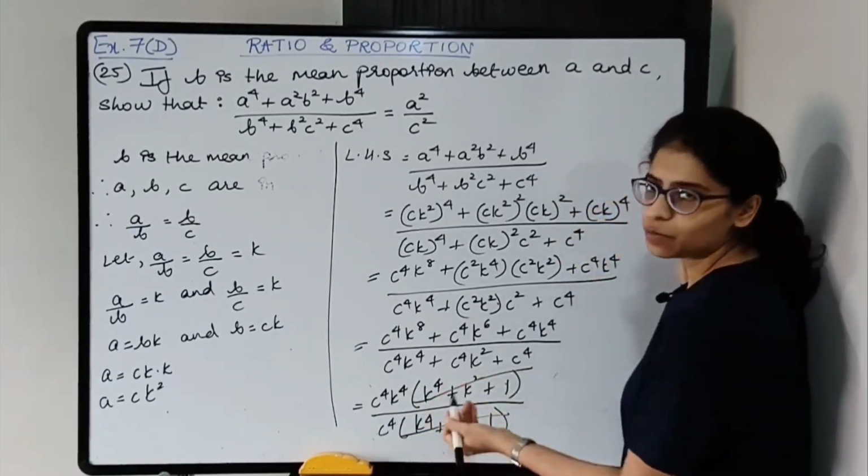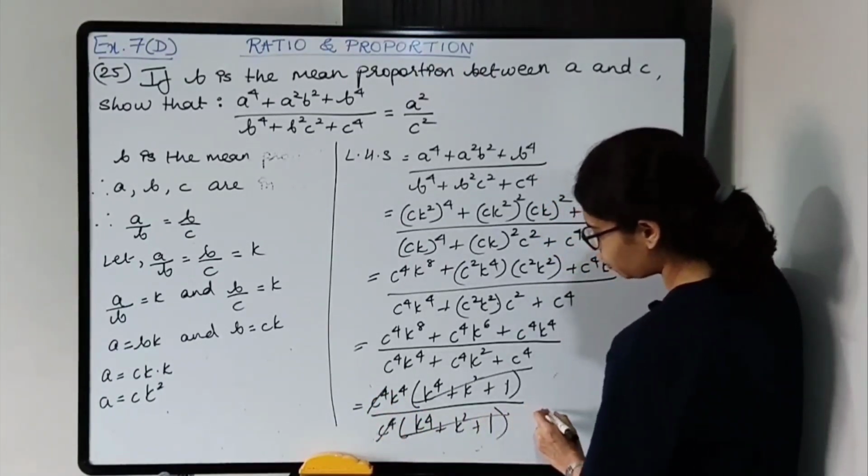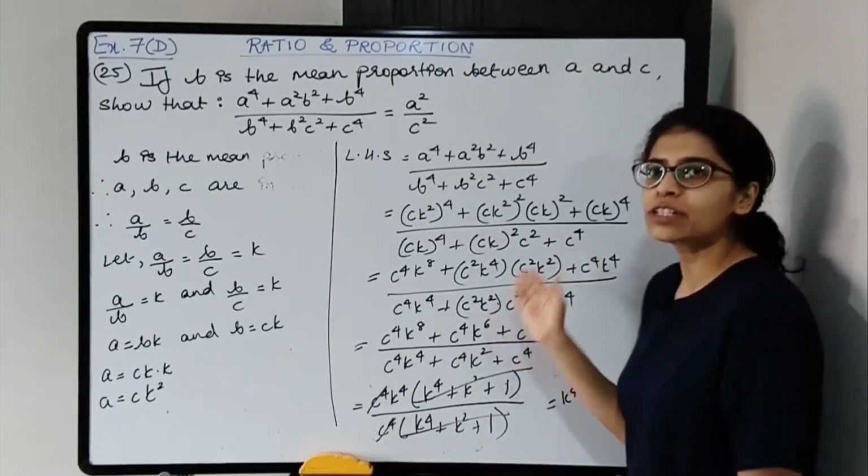The brackets are same, so I can cancel out. C raised to 4, C raised to 4 also cancelled out. We are left with K raised to 4. So on the next line you will write K raised to 4. Mark this as 1. Now we will solve for RHS.